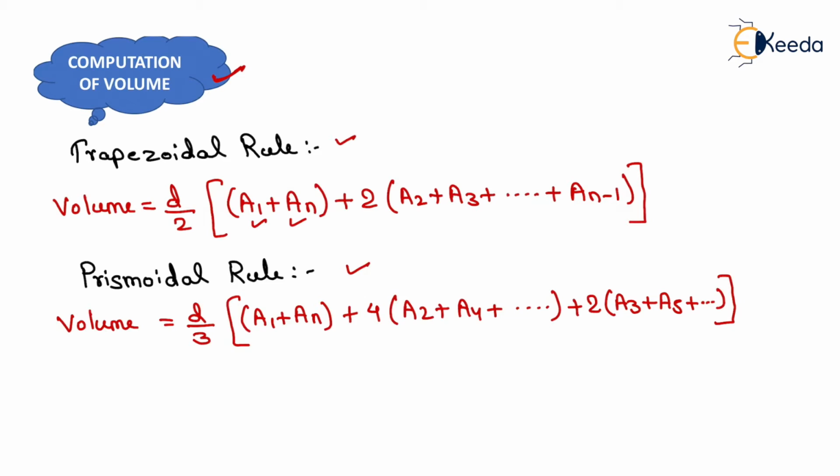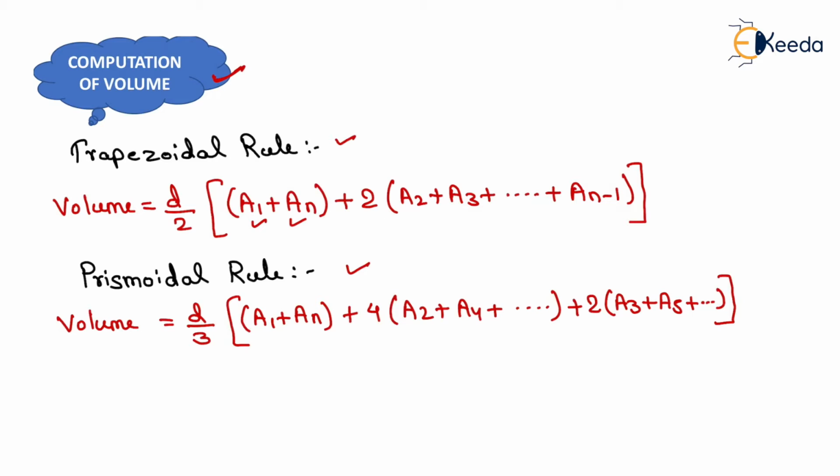Okay. Now the next formula is the prismoidal rule. According to this rule, the volume will be equal to common distance divided by 3, in bracket, sum of first area plus last area, plus 4 into sum of all even areas, plus 2 into sum of all odd areas except first and the last areas. Okay, that is the formula for the computation of volume.